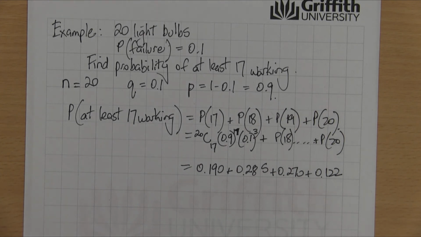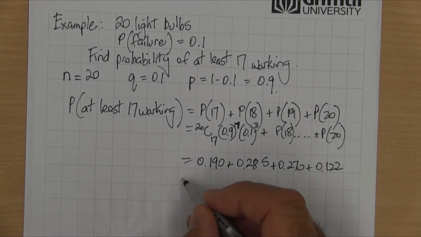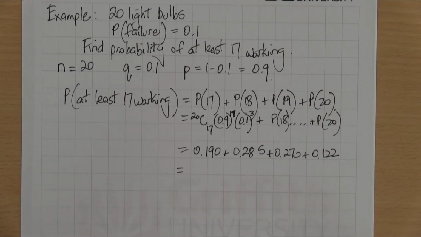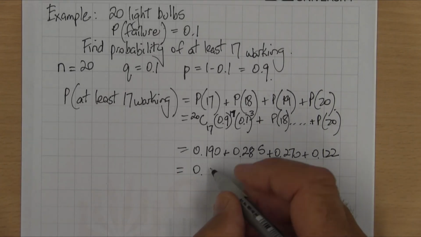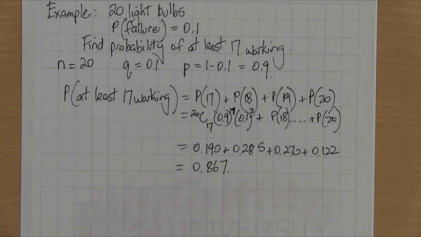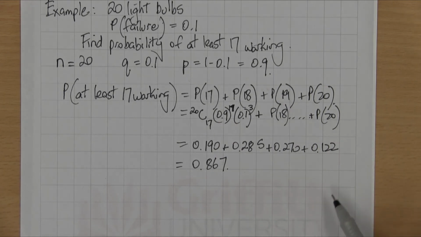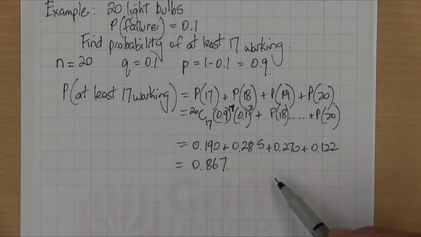Okay, so those numbers then simply need to be added up, and we get 0.867. So we've got almost an 87% chance that 17, 18, 19 or 20 of them are going to work for the time.